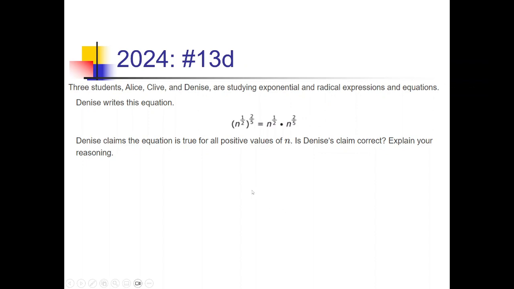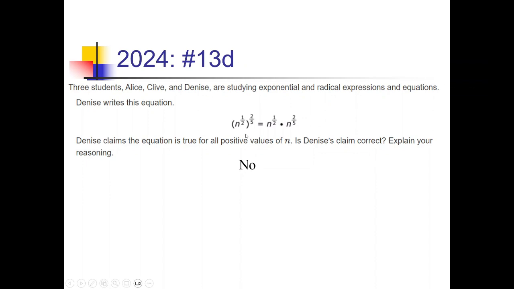For the final part of this question, we have Denise writing this equation, n to the 1/2 to the 2/5 equals n to the 1/2 times n to the 2/5, kind of like a fancy distributive sort of property applied to exponents or something like that. Denise is claiming this is true for all positive values of n. Is that correct? So we're going to show that this is in fact not the case. So this is a no, and here's why.